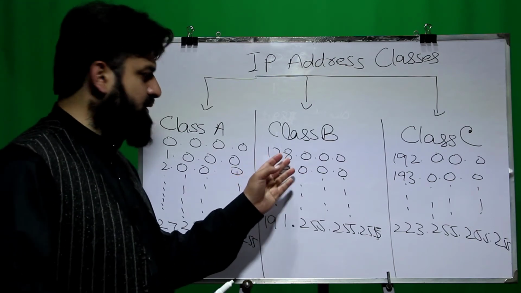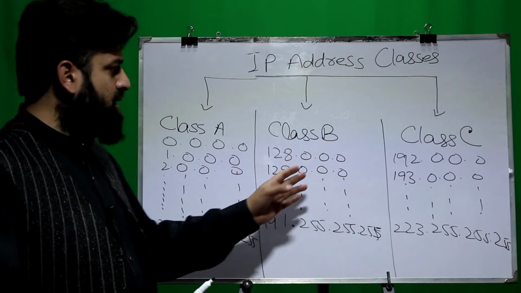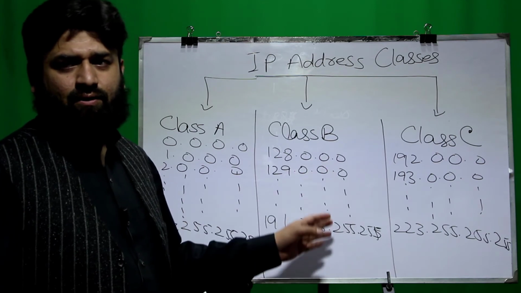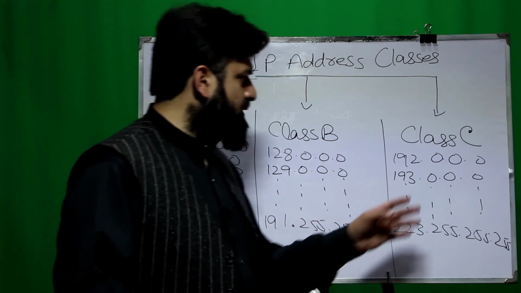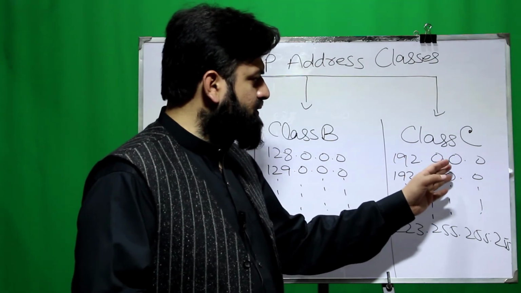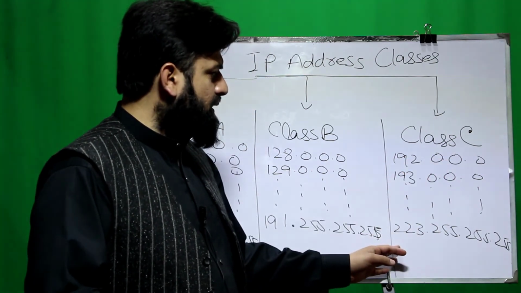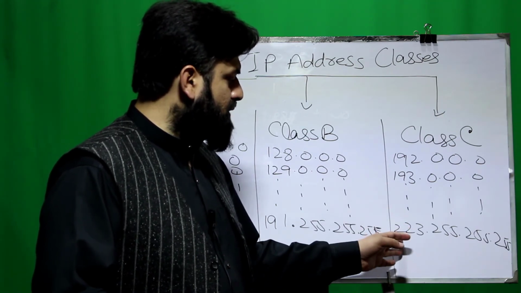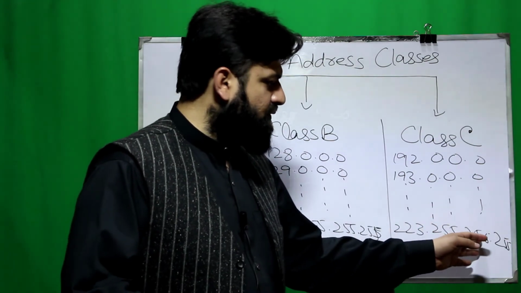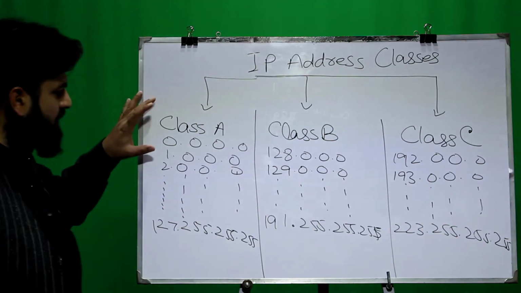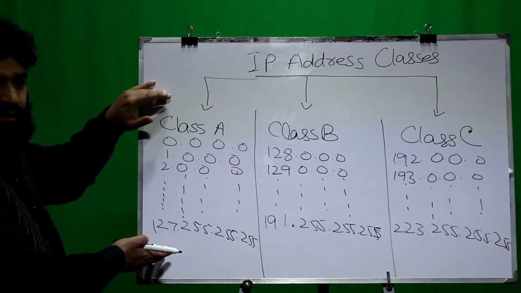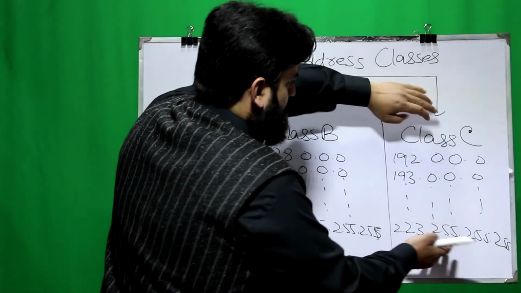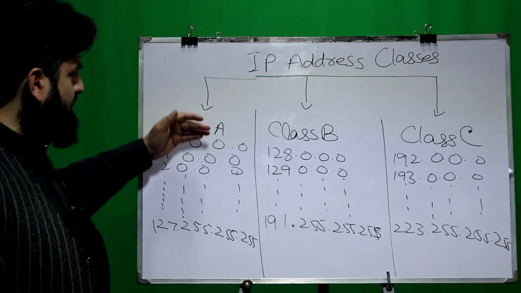Class B starts from 128.0.0.0 as the first address, and 191.255.255.255 is the end address of class B. Class C starts from 192.0.0.0 and ends at 223.255.255.255. So these are actually called ranges. This is the range of class A, this is the range of class B, and this is the range of class C.